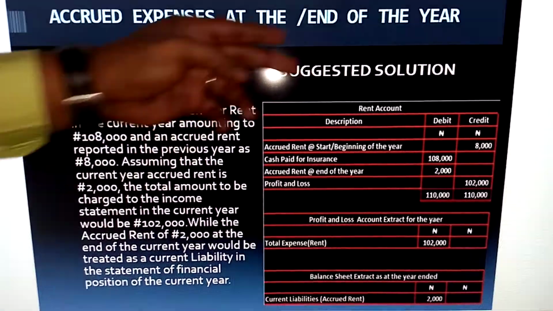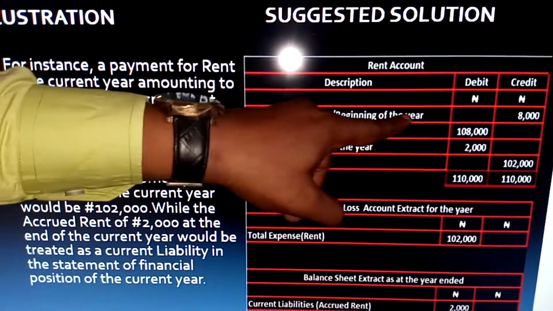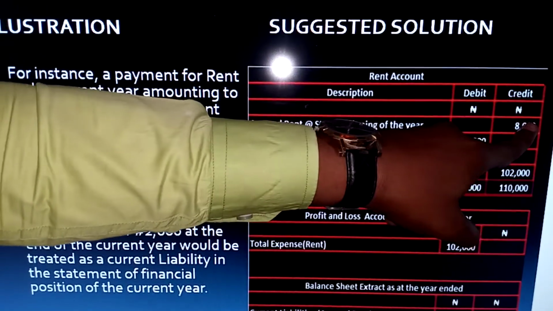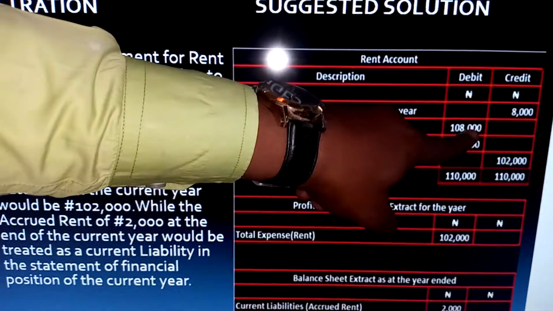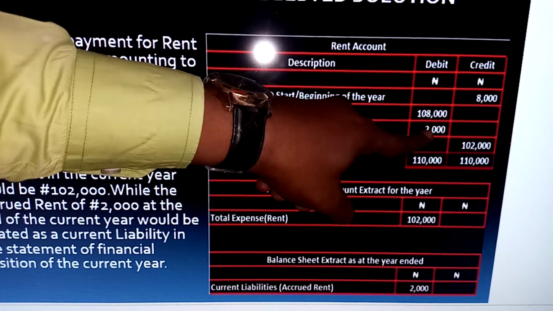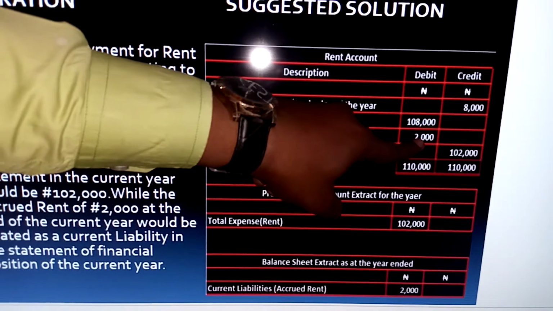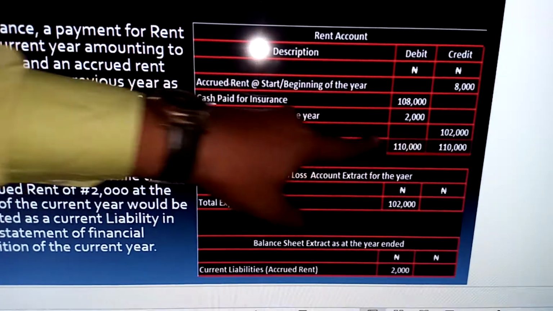What I'm saying here, look at it here. We have accrued rent at the beginning of the year, that's 8,000. Remember, I said accrued expense at the beginning of the year, you deduct. Now we have cash paid for rent, 108,000. Accrued rent at the end of the year, you add. So, 108 plus 2,000 minus 8,000. That gives us 102,000.